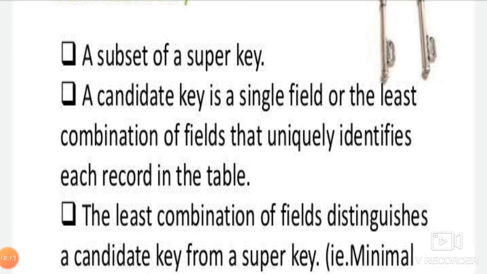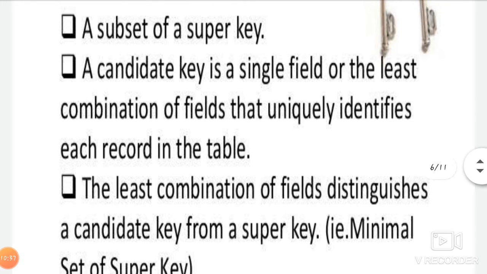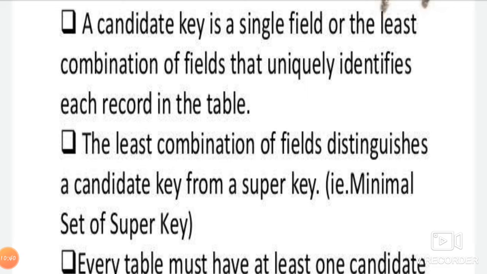So it may be a single attribute like ID, and the second one is phone number, or it may be a combination of two or more attributes, that is ID and phone number. Both can act as a candidate key. The least combination of fields distinguishes a candidate key from a super key. When you are talking about the super key, every attribute set is a super key, right? But a candidate key, compared to the super key, will be less in number. So that is a minimal set of super key, okay?